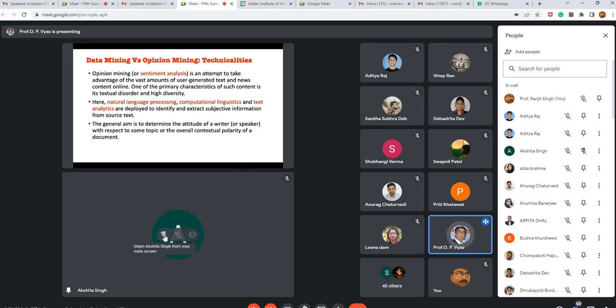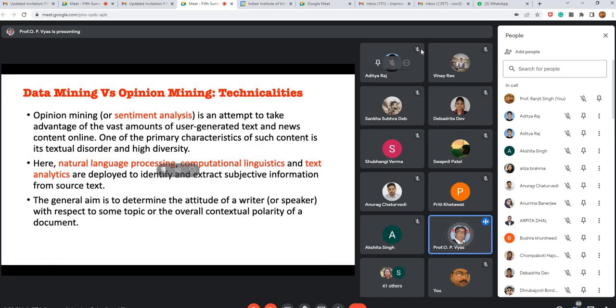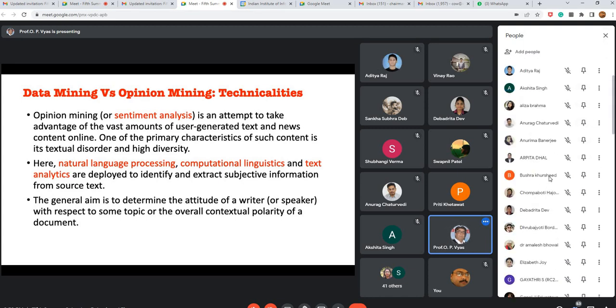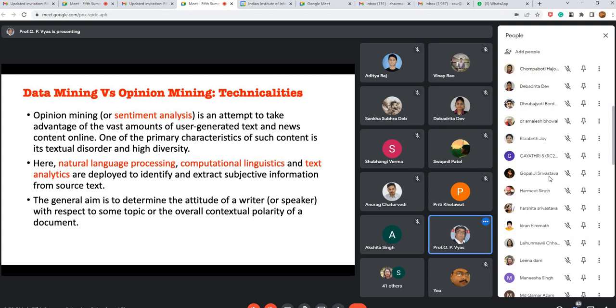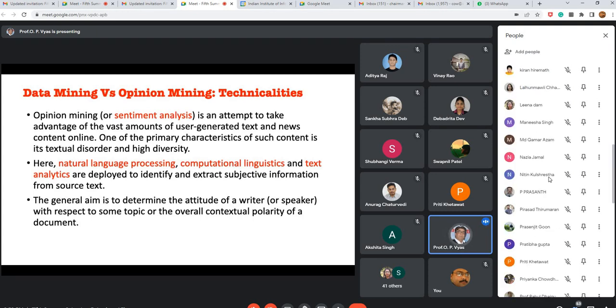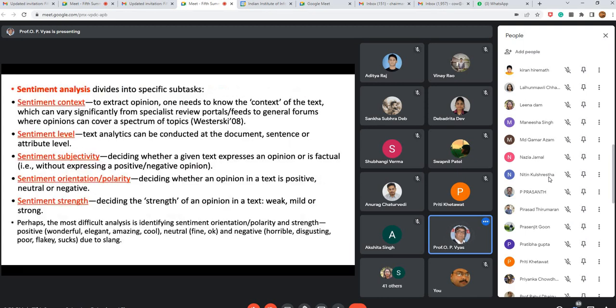So now, what are the different technicalities? Data mining versus opinion mining. Opinion mining is an attempt to take advantage of the vast amount of user-generated text and news content online. You automatically process them, and the aim is to determine the attitude of a writer or a speaker with respect to some topic, or the overall contextual polarity of the topic.